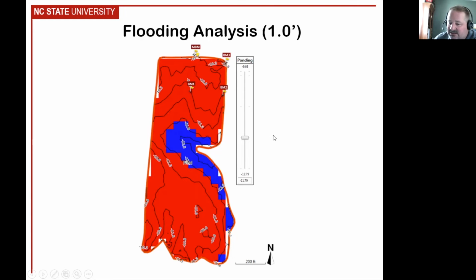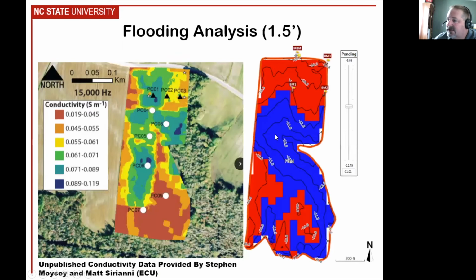Carrying that analysis a little bit further and looking at a 1.5 foot inundation, so just 1.5 foot of sea level rise during a tropical event, and we would have this area of the farm that would be inundated with salt water. And you can see those low areas become really apparent as you do this type of analysis.